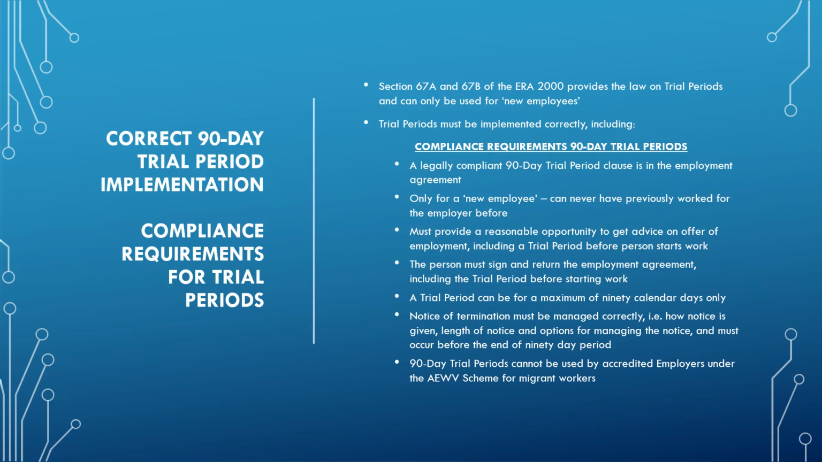So Section 67A and B of the Employment Relations Act 2000 provides the law on 90-day trial periods, which can only be used for new employees. That means employees that the employer has never previously employed before in any capacity. For example, say an employee who was previously employed by an employer, say 5 or 10 years ago, on the basis of a fixed term agreement, the employer would not be able to offer that person a subsequent job, whatever that looked like, whether it was permanent, subject to a 90-day trial period. That 90-day trial period would have to be removed, again, only for new employees.